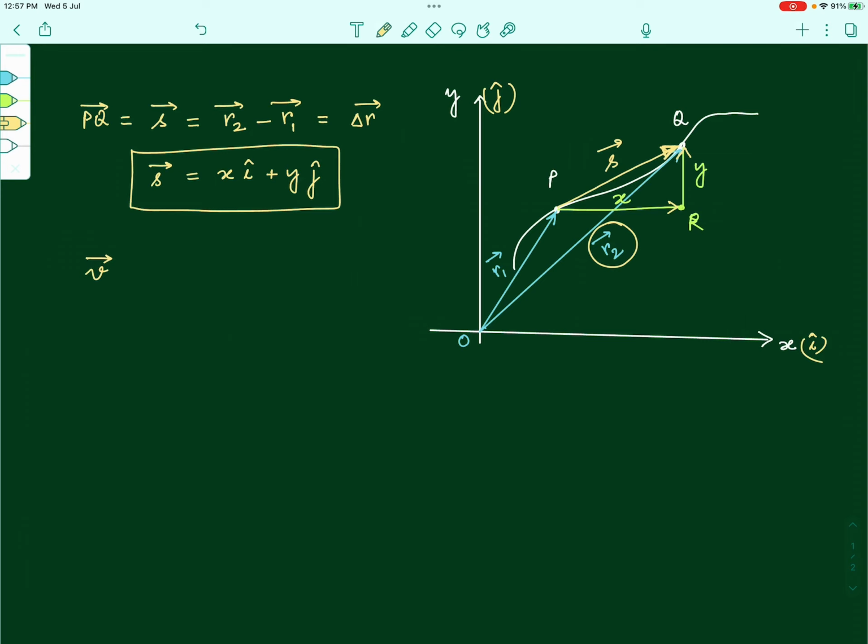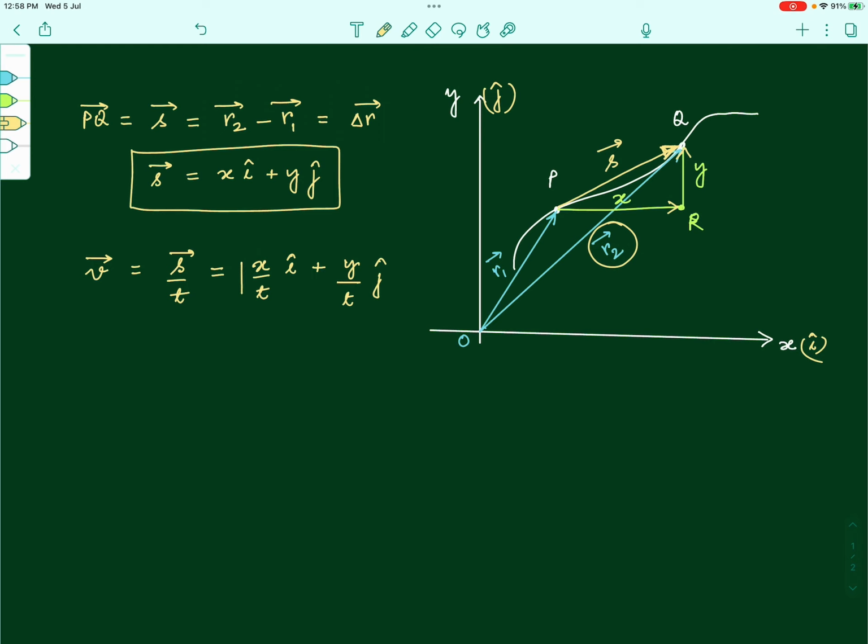If we talk about this particular displacement, which we have taken to be a large, substantial displacement, we can talk about average velocity, which by definition will be the total displacement by the total time, right? So if we know the time that the particle has taken to move from P to Q, we can simply say that it will be x by t i cap plus y by t j cap.